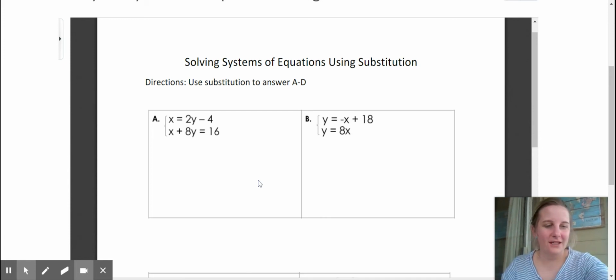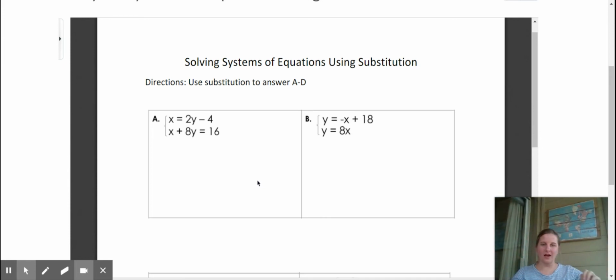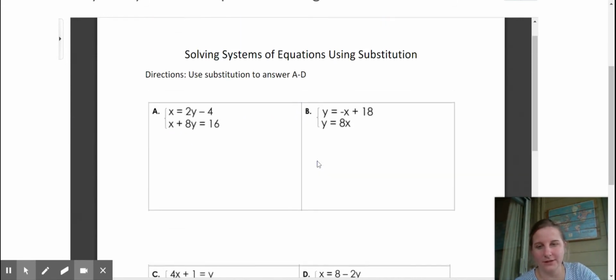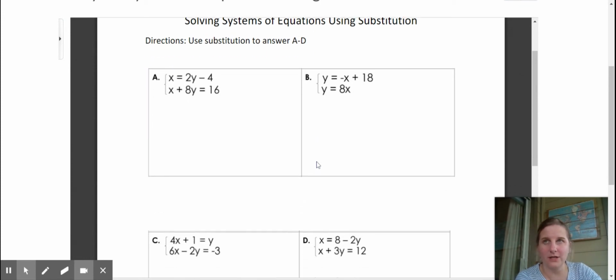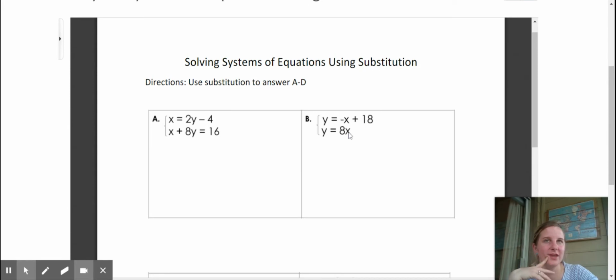Okay, so let's go ahead and get started on how you can do your practice. So today's practice, you're going to do all four of these problems, solve these systems of equations using substitution, and then you are going to just match them up in the quiz.